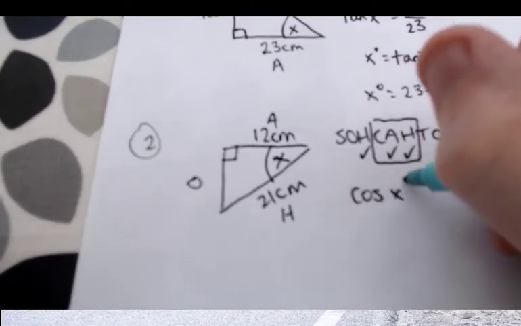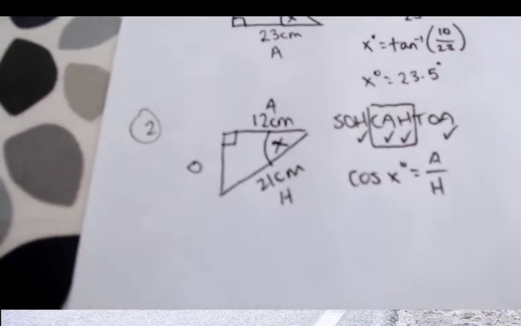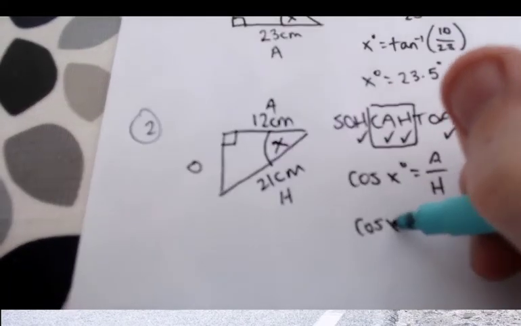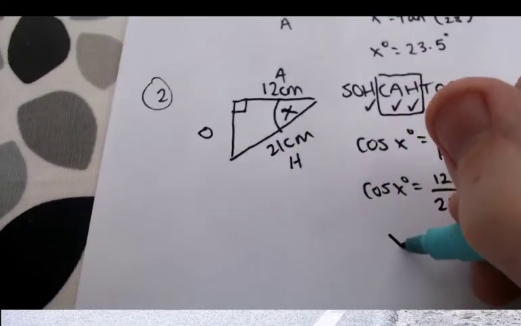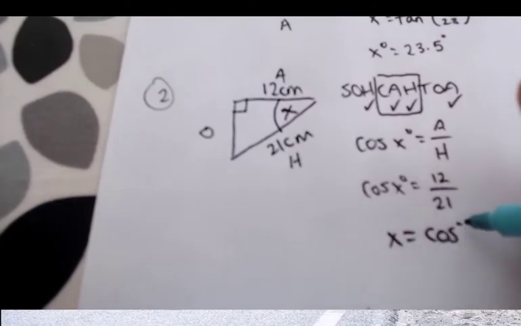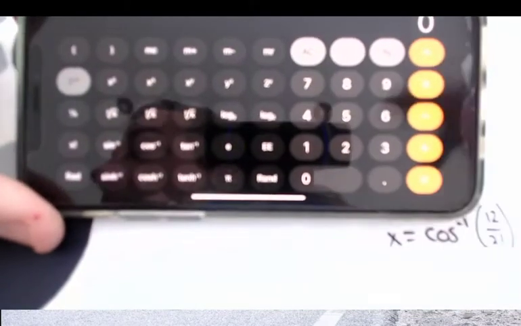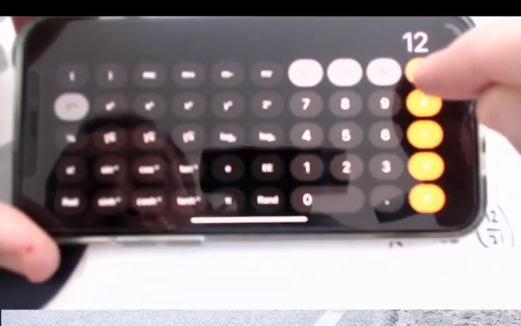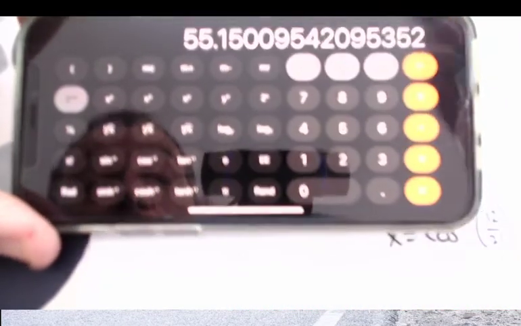So I write out the rule. Cos x is adjacent over hypotenuse. I fill in the information that I know from the question. So the adjacent side is 12, the hypotenuse is 21, and then this time I'm going to try and figure out the angle x by doing inverse cos 12 over 21. Go to my calculator. So it's going to be 12 divided by 21, it equals, and then I want to inverse cos this one, so 55.2 if I'm rounding properly.